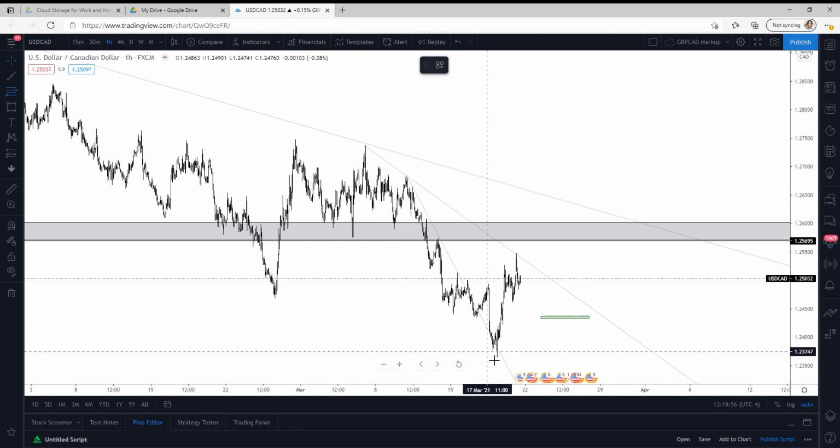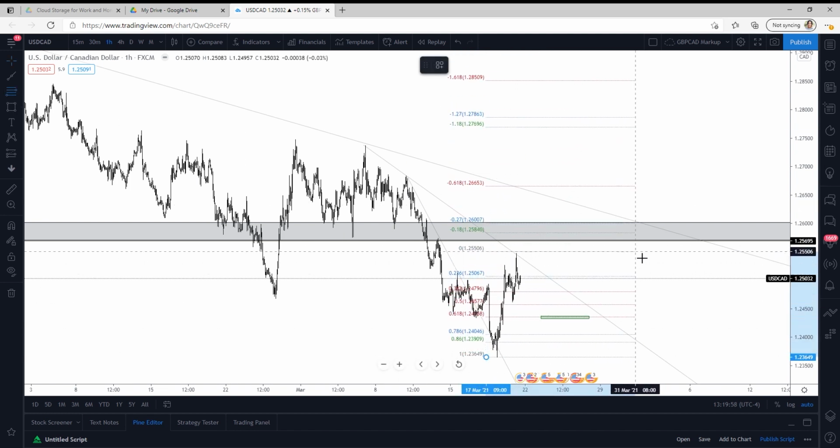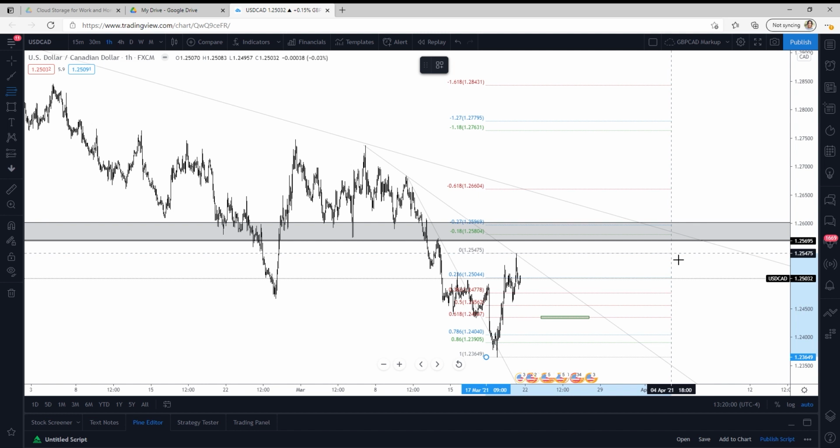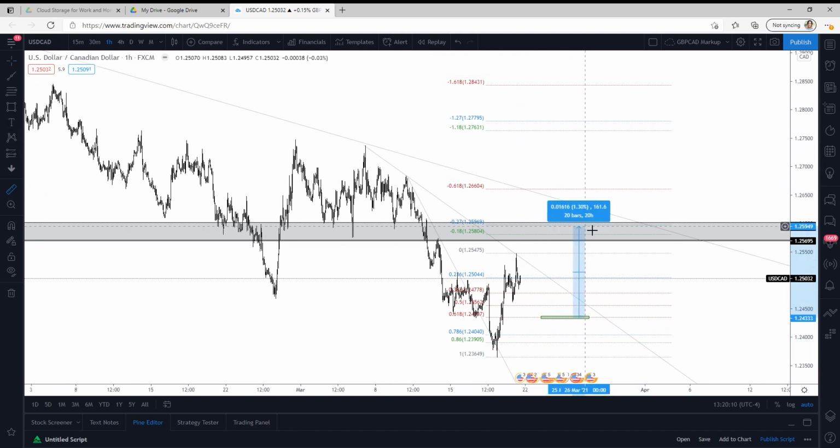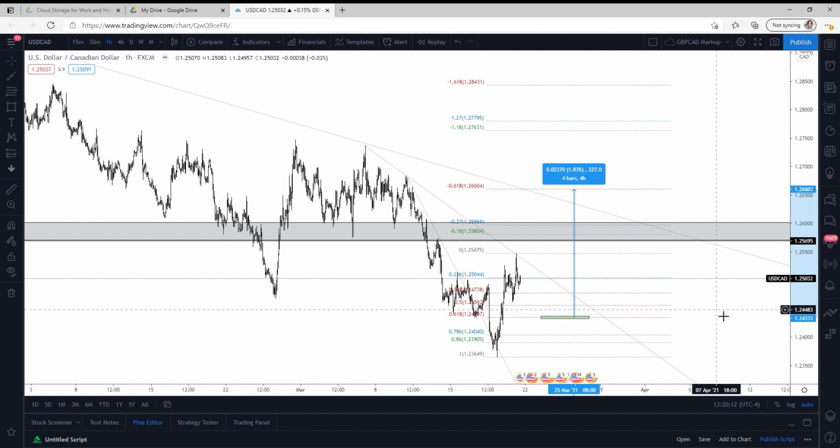So if you're an intraday trader and not a swing trader, well, not a for-real swing trader, I'd be looking for a pullback here and my take profit to be somewhere around here. And that is, let's see, 227 pips. And this matches along with this outer trend line, or long-term trend line. So I'm waiting for a pullback.